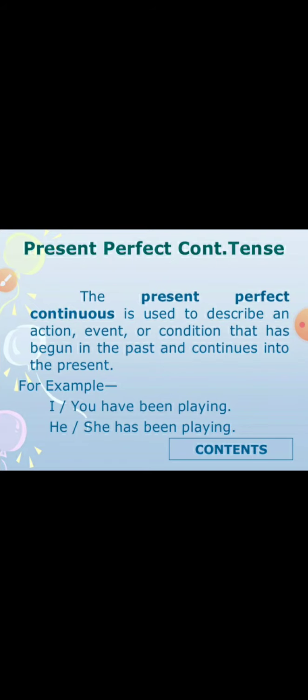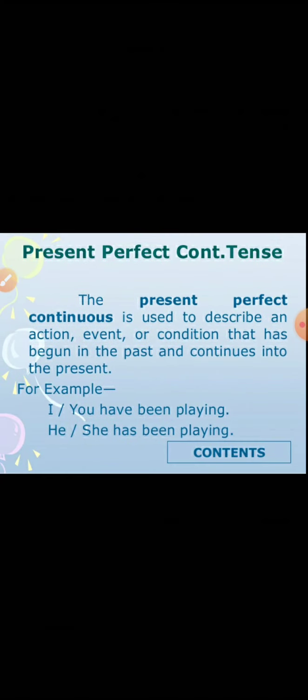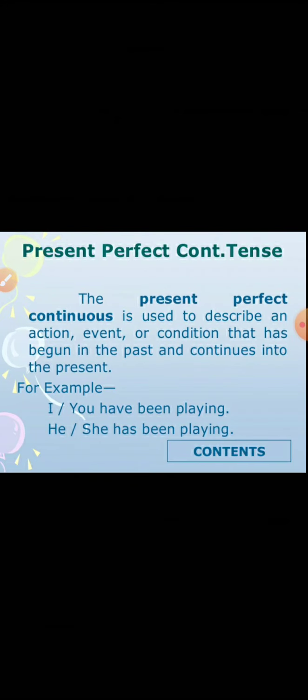So, present perfect continuous tense talks about an action that has begun in the past and is still continuing in the present. I have been playing since morning. I have started in the morning, still playing. Or she has been playing for 3 hours. Or I have been waiting for her for 2 hours. So, present perfect continuous tense talks about an action that has begun in the past and continues into the present.